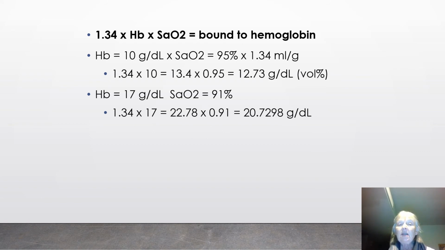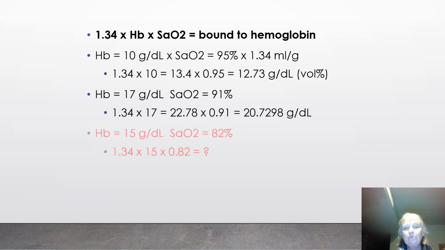And if you look at the next one, you can see that the answer is like 20.72. That's a little high, it's okay, but it's a little bitty tiny high, and you're going, oh, okay, what's the problem? The SaO2 looks really good. Look at your hemoglobin, it's 17 grams per deciliter. And here's one for you to work out.